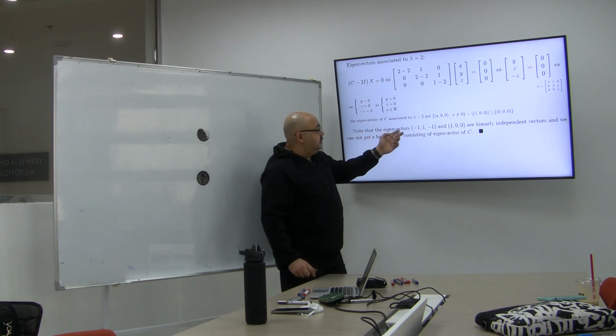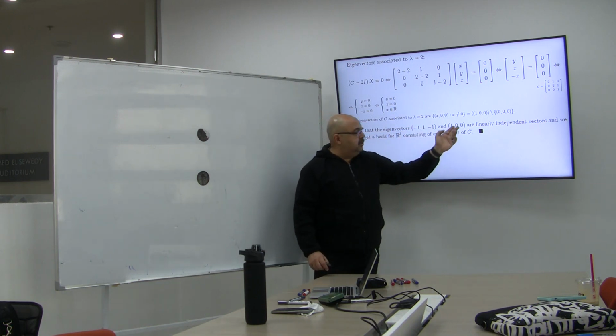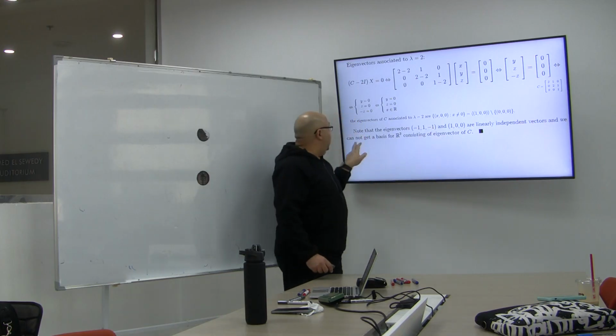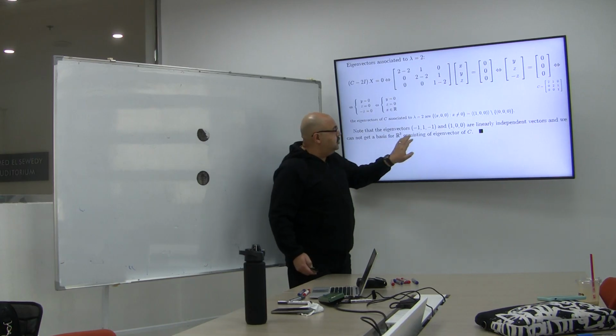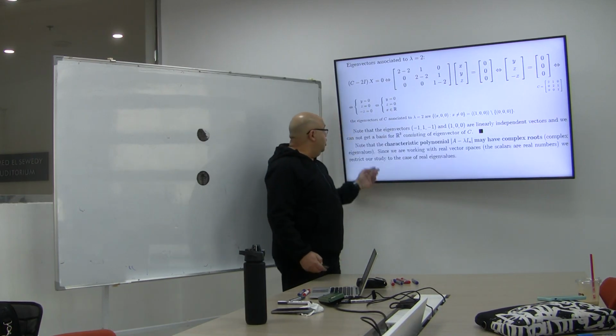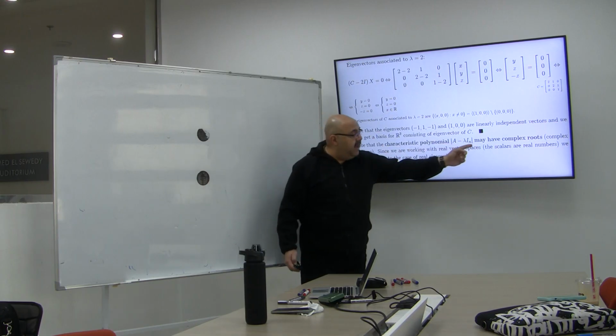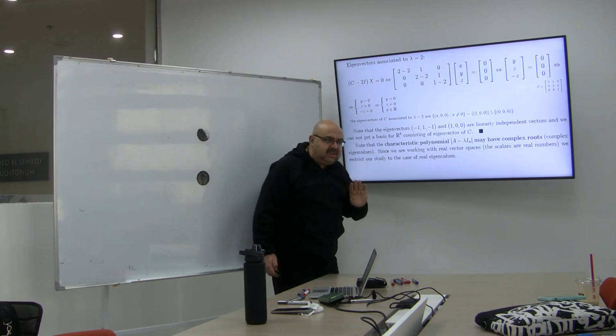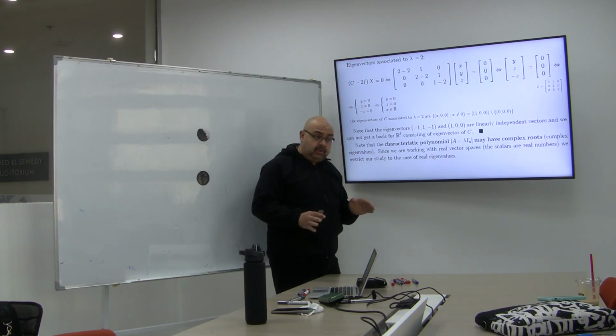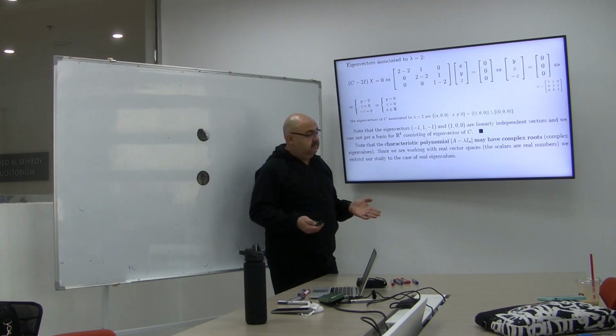Note that the eigenvectors are (-1, 1, 0) and so on, not all linearly independent vectors, and we cannot get a basis for R3. We cannot get the diagonalization for this matrix consisting of eigenvectors of C. Note that the characteristic polynomial may have complex roots, but we don't solve for complex roots. We are keeping our discussion in this course with the real numbers. In other courses, like in engineering, you will find that we get complex eigenvalues.